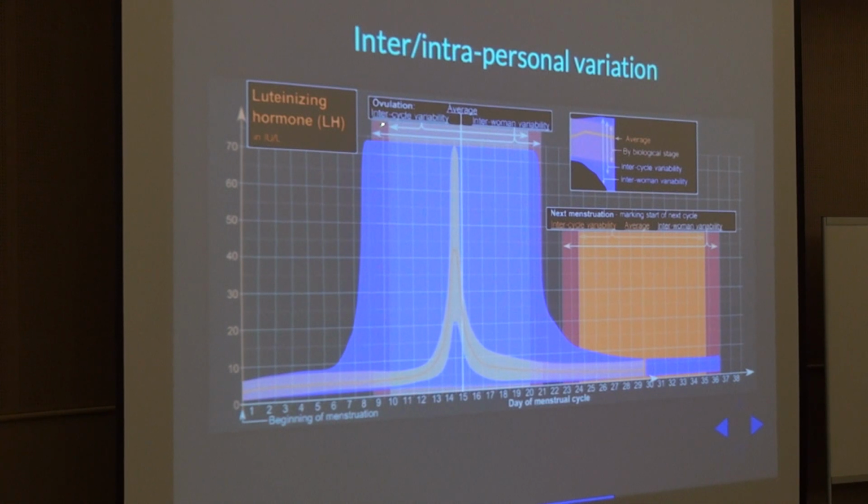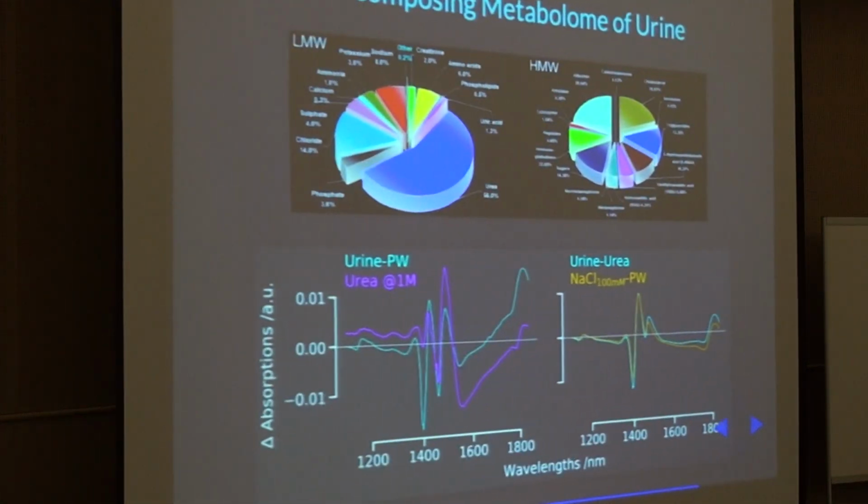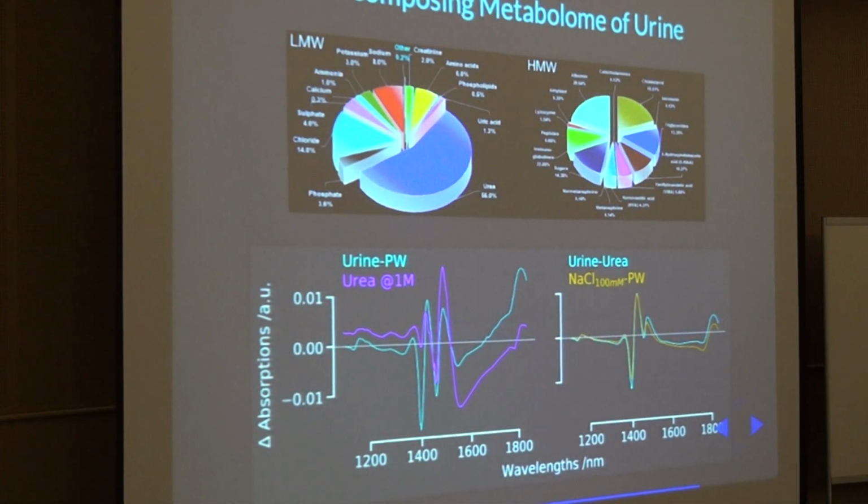This bright inter-woman variability is a bit wider, but you can see still that it's not day 14 or 15, it's somewhere between 7 and 20, 22, 23, which is still a large amount of variation, so it's not easy to catch. And of course there are differences between people, but inter-cycle within just one person we have a larger variability. Anything that you do with urine also falls into the category of metabolic disturbances, so really there is a lot of variation.